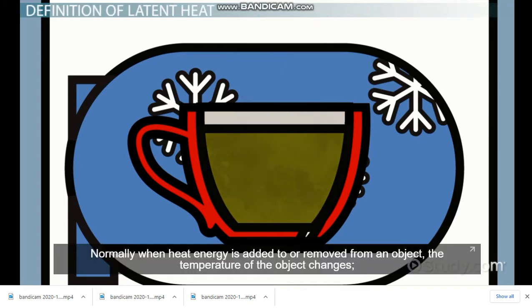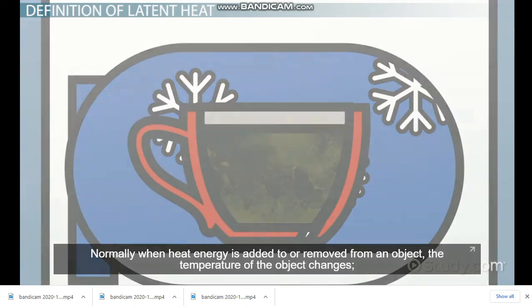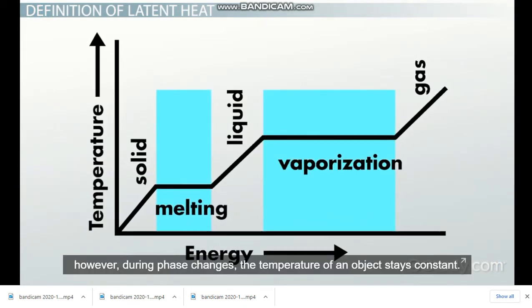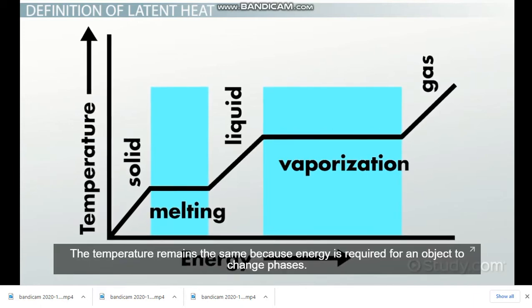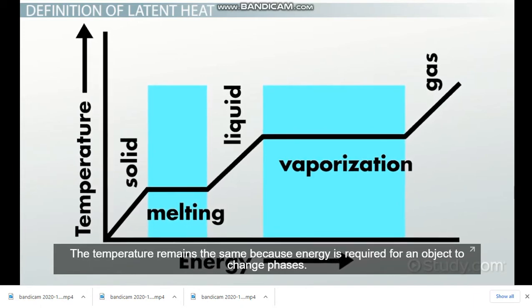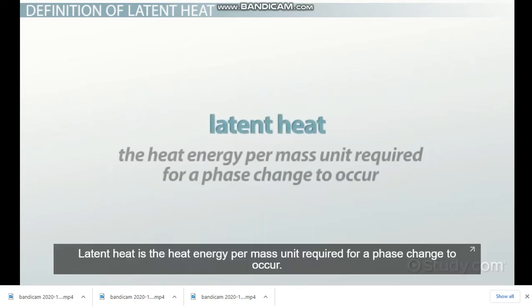Normally, when heat energy is added to or removed from an object, the temperature of the object changes. However, during phase changes, the temperature of an object stays constant. The temperature remains the same because energy is required for an object to change phases. Latent heat is the heat energy per mass unit required for a phase change to occur.